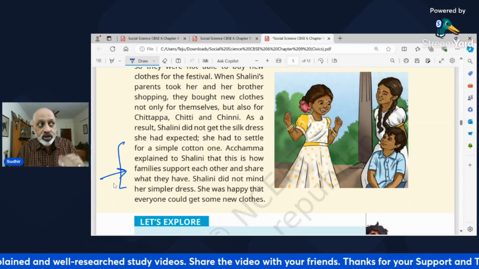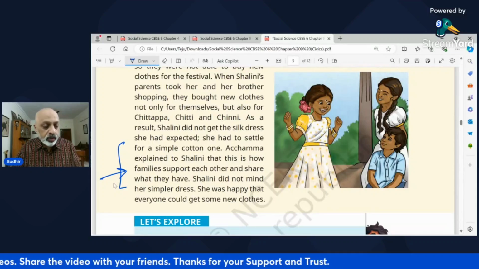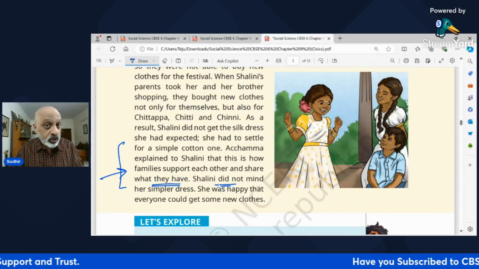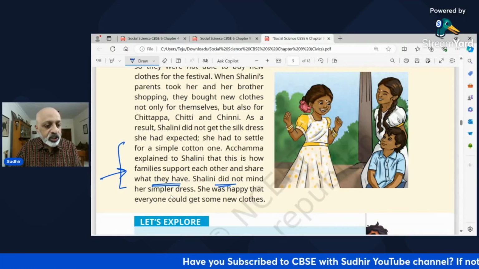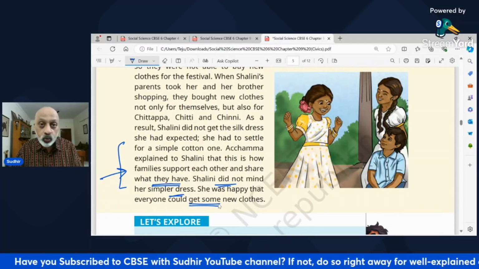So you could get a question as to what it is that you learn from Shalini's story or Achama's story: that families support each other and share what they have. And Shalini also did not mind. Now, she was an understanding and a mature kind of a child. She did not mind her simpler dress. She was happy that everyone could get new clothes.